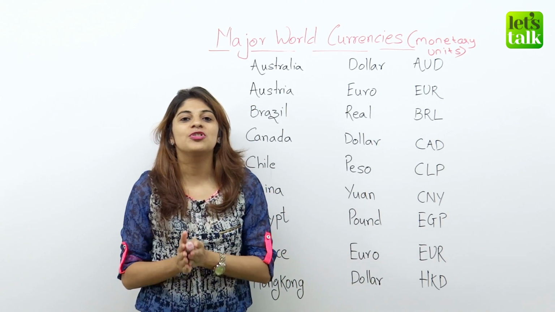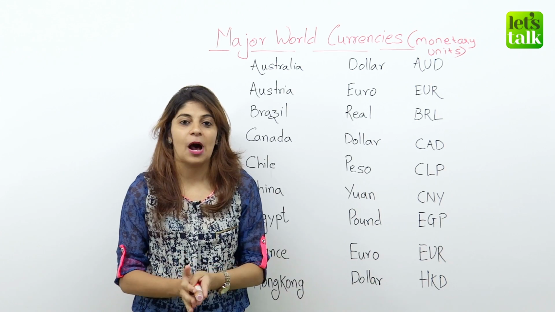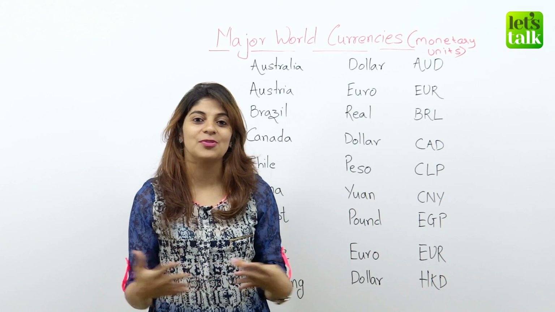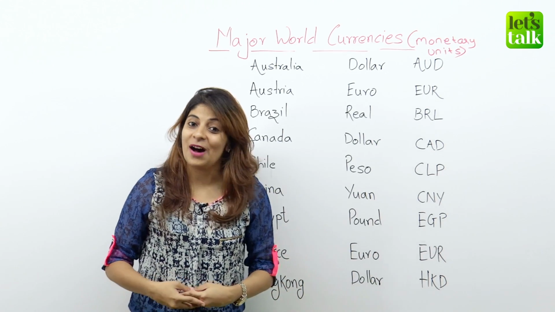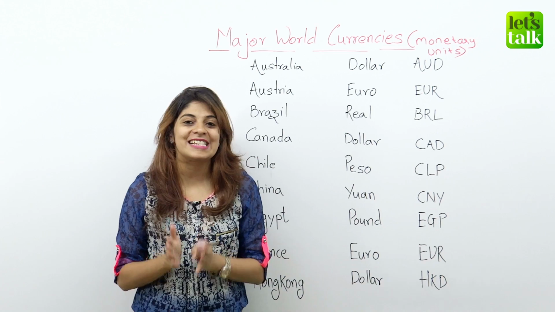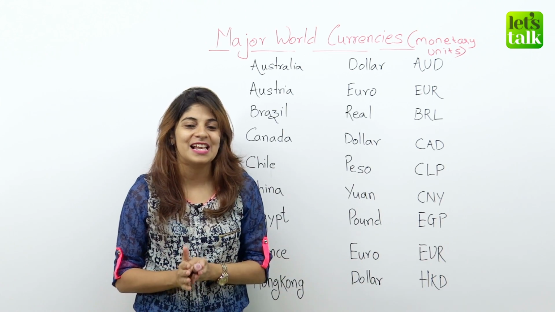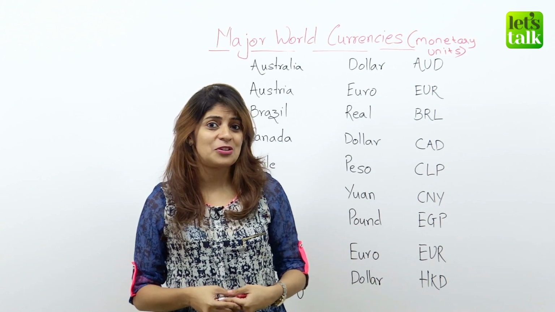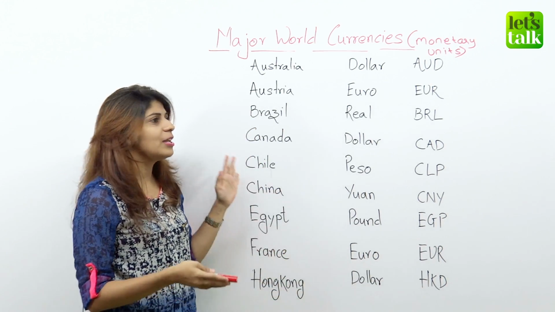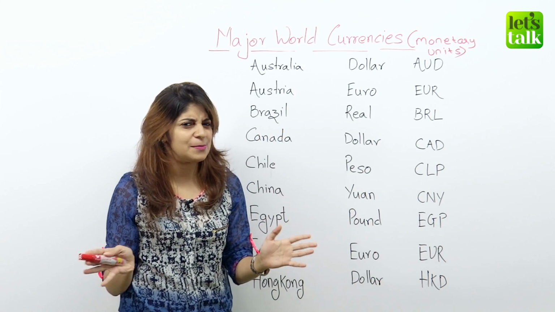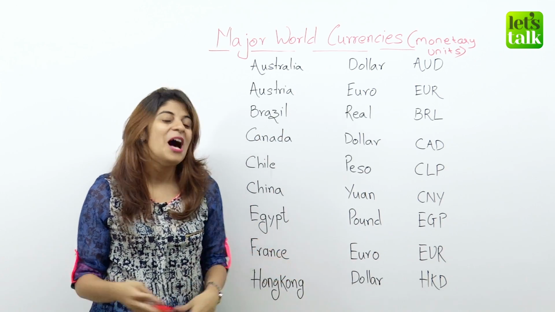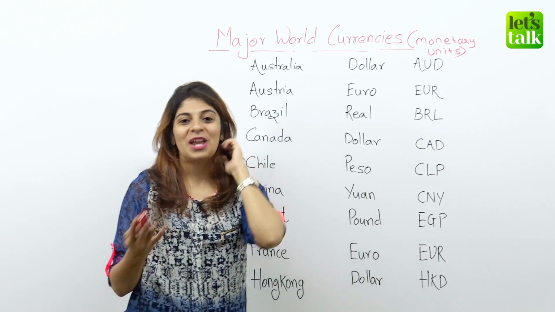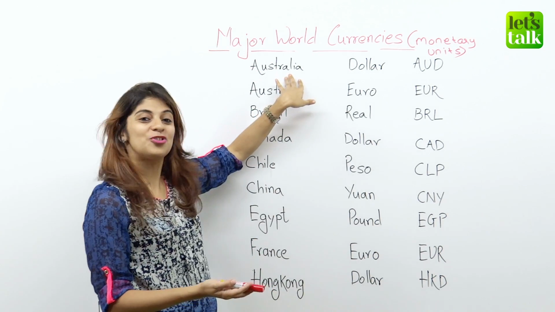Of course, the most major world currency that is traded is the US dollar, and then the second place goes to the euro. But there are 167 official currencies that are circulating around the world. That's quite interesting. Now, I haven't included all the 167 currencies because that's not quite possible, but I have included the most major world currencies. So we are going to start with Australia.